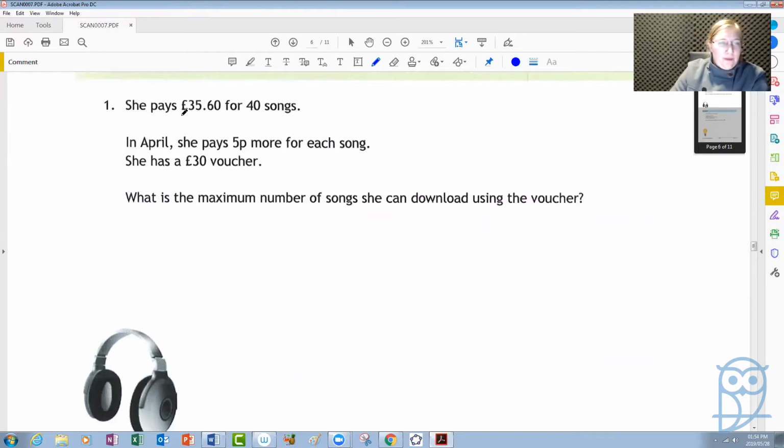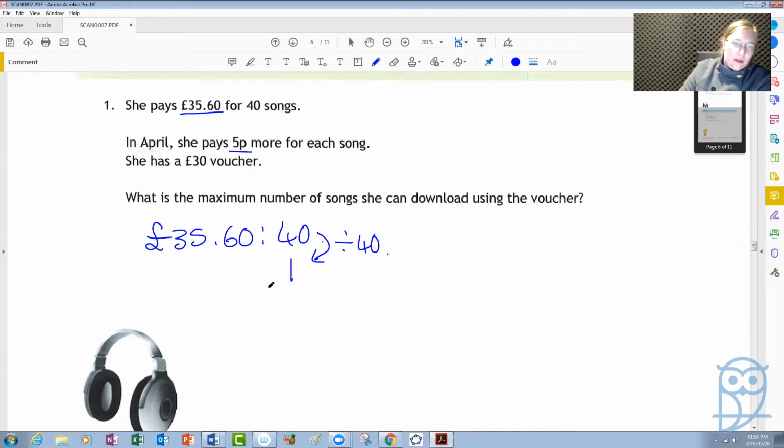So if someone pays £35.60 for 40 songs, and then in April she pays 5p more. So first, we don't know what exactly she pays for the songs, so we need to first work that out. So we have £35.60 for 40 songs. So we need to divide by 40 over here in order to get the price per song. So if we do that, then we get 0.89 pounds per song.